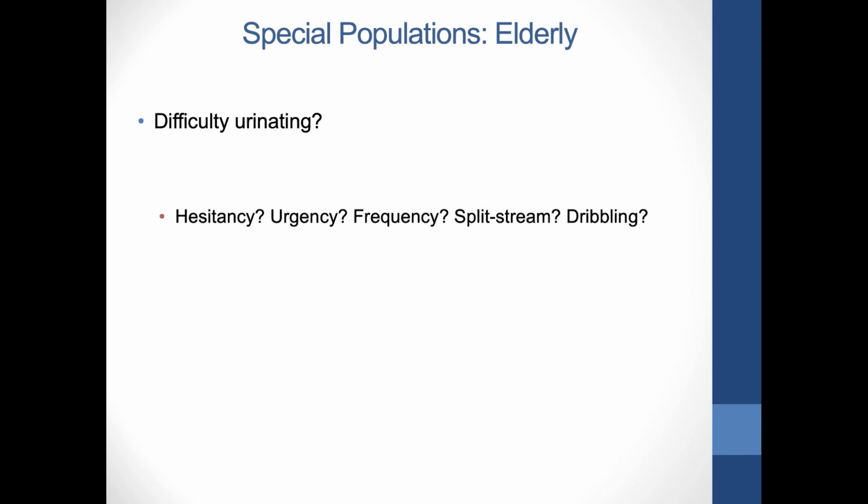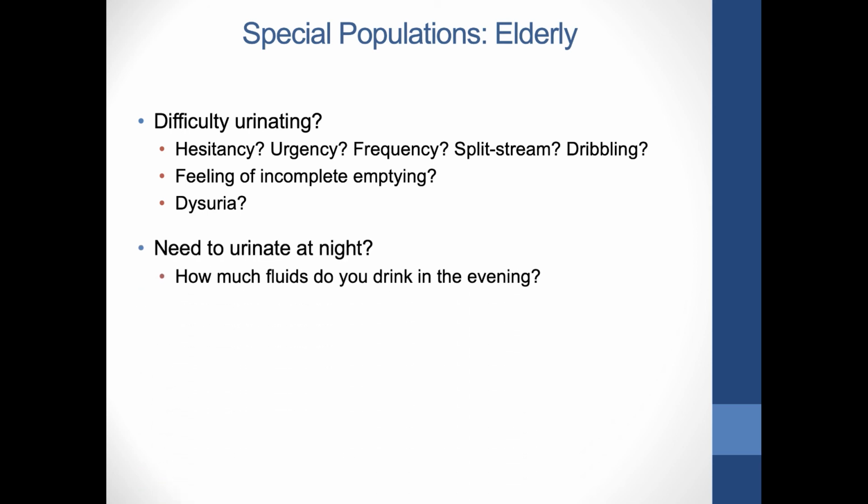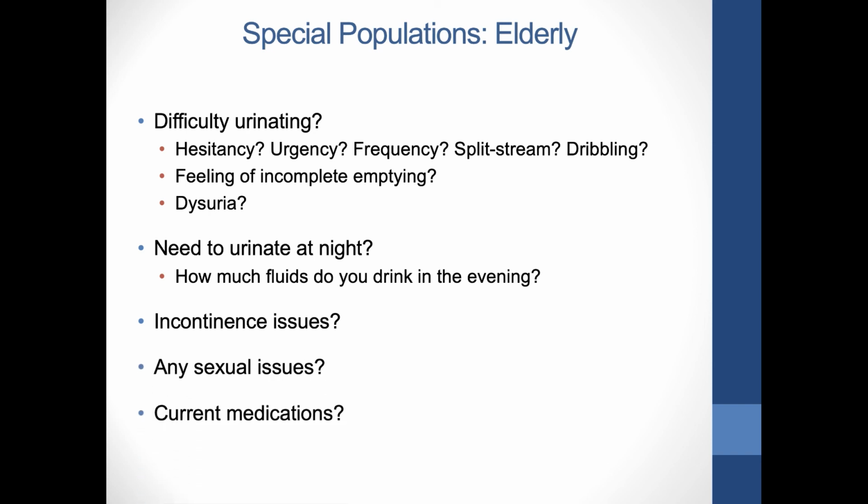With our elderly patient population, we're going to ask them if they've had any difficulty urinating, any hesitancy, urgency, frequency, if we have a split stream, if there's any dribbling, feeling of incomplete emptying, any pain with urination. Are they incontinent at night? How much fluids do they drink in the evening, if that's a contributing factor? Any issues with incontinence? Any issues with sexual activity? Are they taking any current medications?